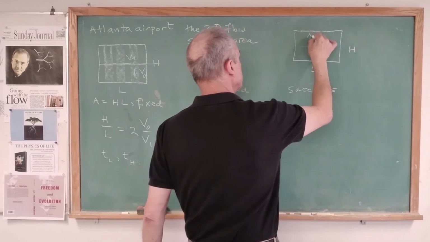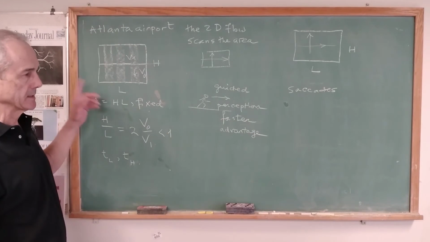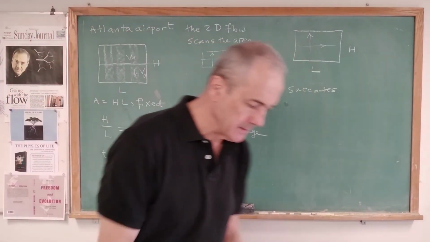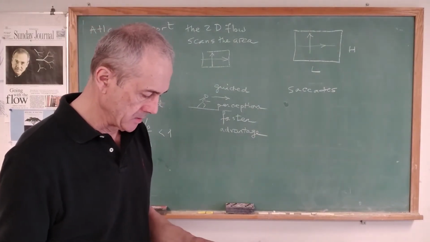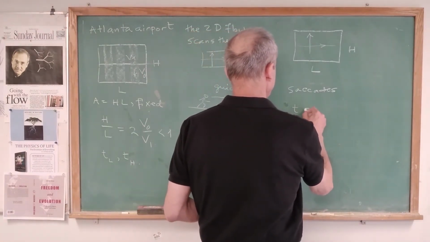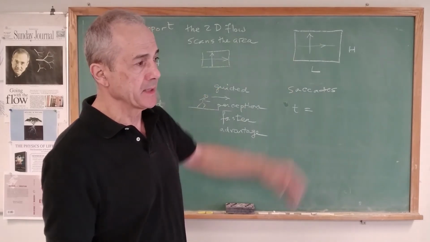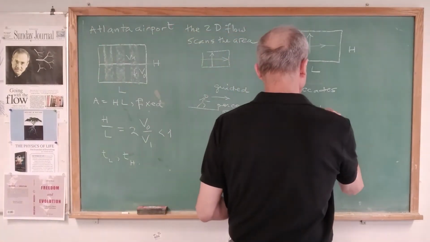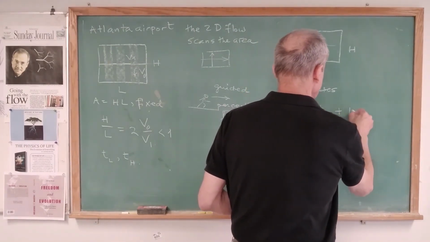And these saccades are responsible for scanning the field in both directions, in this direction and in this direction. And so, using the same analysis as the one that we had for the Atlanta airport, we can estimate the time it takes to scan this page with the two eyes in both directions. There will be a time to scan longitudinally and a time to scan transversely.